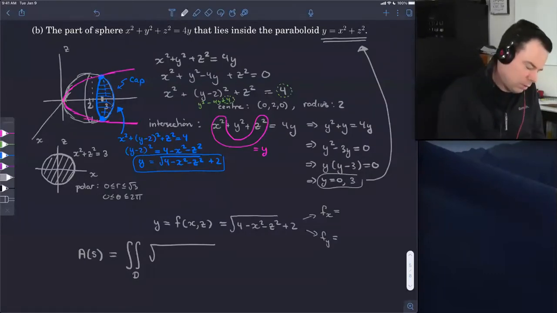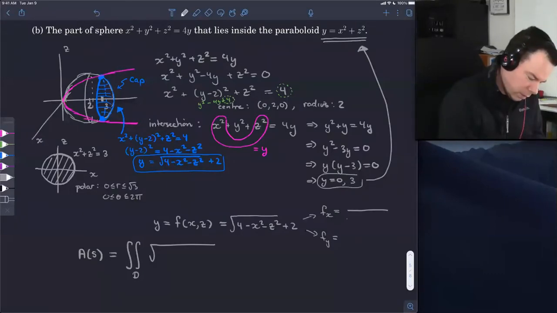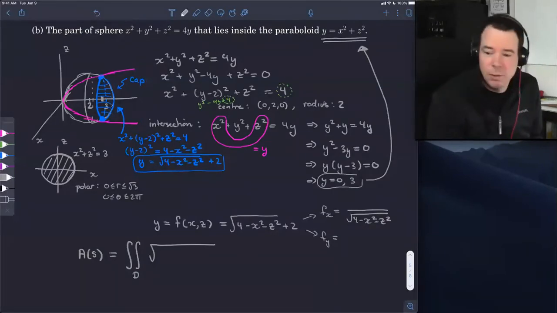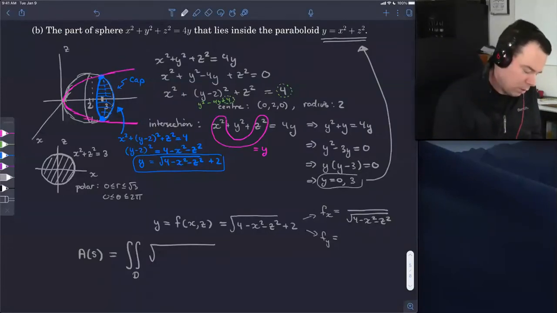The 2 is a constant, so it differentiates to 0. We get the square root on the bottom now, 4 minus x squared minus z squared. I get a half out front when I take the derivative of that square root, but that half is going to cancel with the 2 I get when I take the derivative of the inside part, that negative 2x. So what I get is a negative x as a result on top.